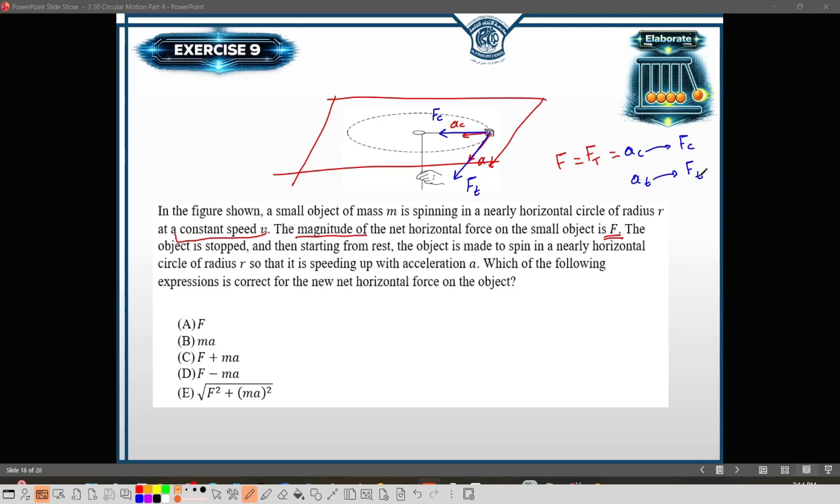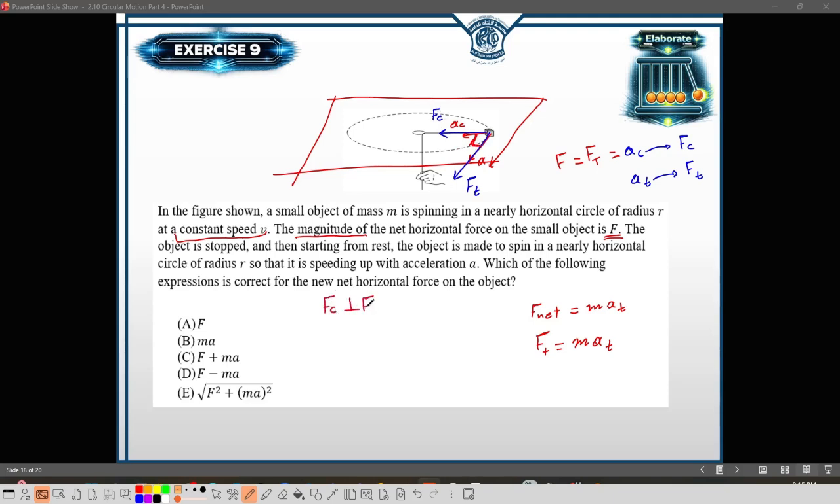What about the tangential force? To find it, we just apply Newton's second law in the tangential direction. We have only one force acting in the tangential direction, which is F_T, and it can be calculated via m times the tangential acceleration. Now, since the tangential acceleration and the centripetal acceleration are always perpendicular to each other, the tangential force and the centripetal force also will be perpendicular.